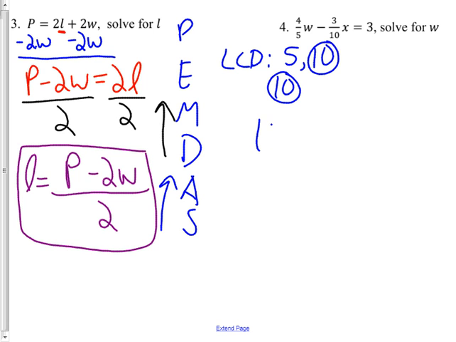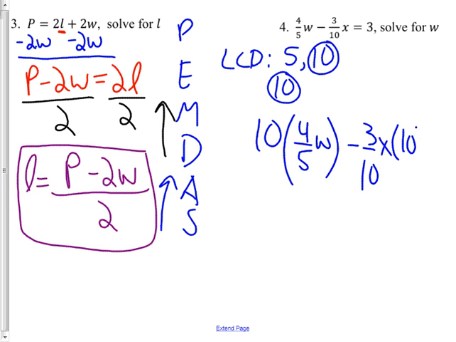Okay, so what we're going to do is multiply every piece of the equation by 10. So 10 times 4/5 w minus 3/10 x times 10 equals 3 times 10. Okay, you do have to multiply every single piece by 10 to keep it equal. So even though 3 does not have a fraction, we still need to multiply. Now, what's left? We're going to now cancel. 5 goes into 10 2 times, and 5 has now become a 1. When the denominator is 1, we're done at that point.